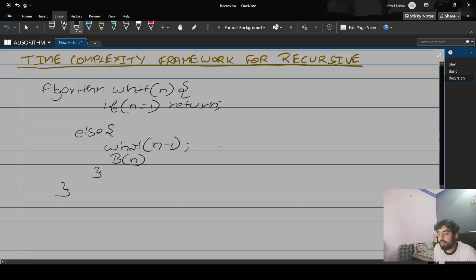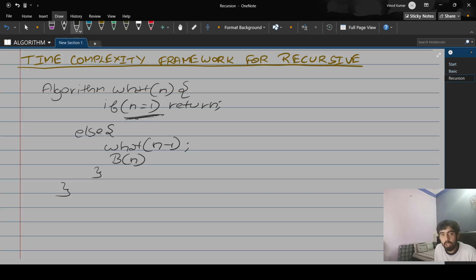So let's suppose this is a function which is terminating at n is equal to 1. If this condition is satisfied, it will terminate, and it is also taking n to the nearest point by n minus 1. It keeps on decreasing the value and brings the function closer to this ending condition.